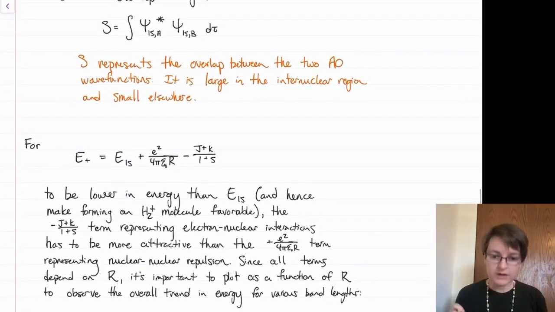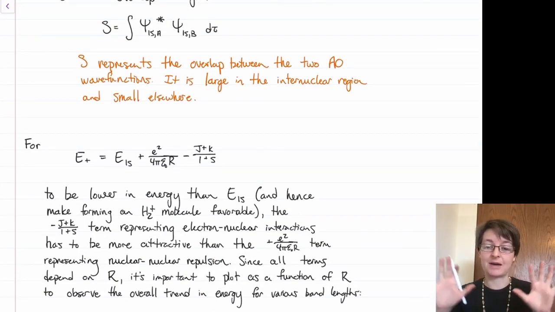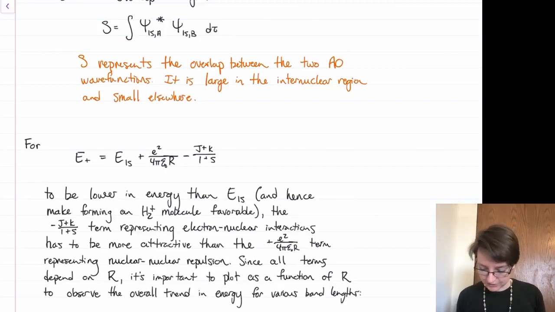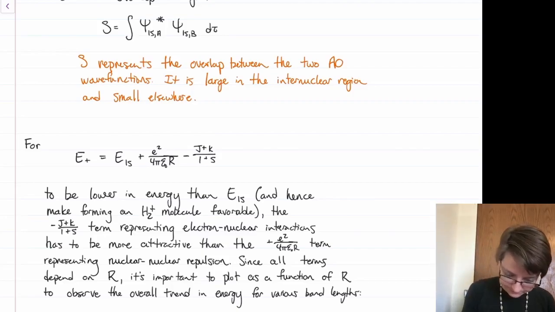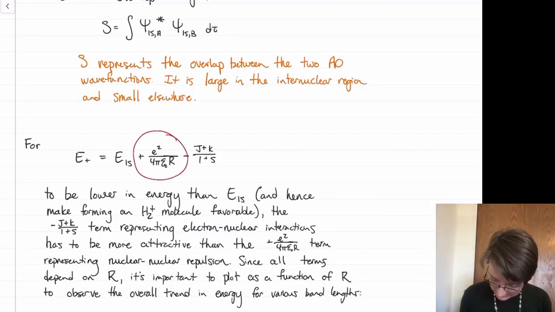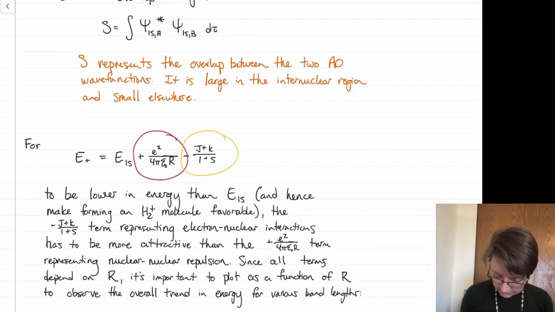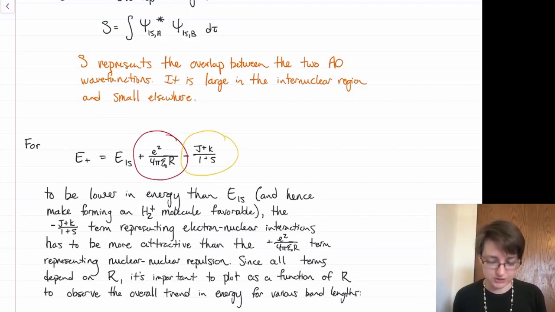For this overall bonding orbital to be a net attractive interaction, a net benefit to the system, such that my two separate H atoms would want to form H2 rather than staying separate as a neutral H atom and an H plus cation, we need to make sure that this second term, which I'll circle in red, this nuclear repulsion term, is smaller than my third term, representing overall, hopefully beneficial electrostatic interactions.